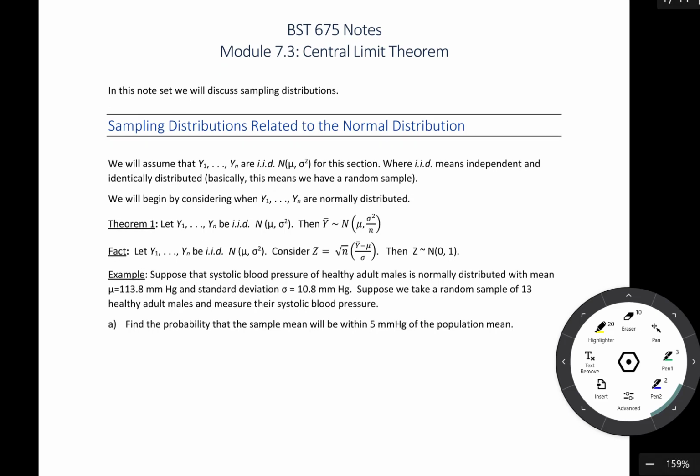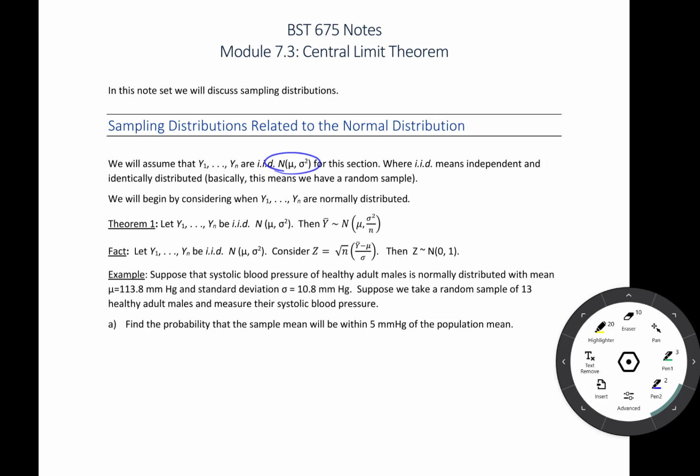Alright, so for this section, we're going to start out by assuming that we have a random sample of size n, where each of the elements are IID, meaning identically and independently distributed, and in this case we're going to assume that they're distributed normal with mean mu and variance sigma squared.